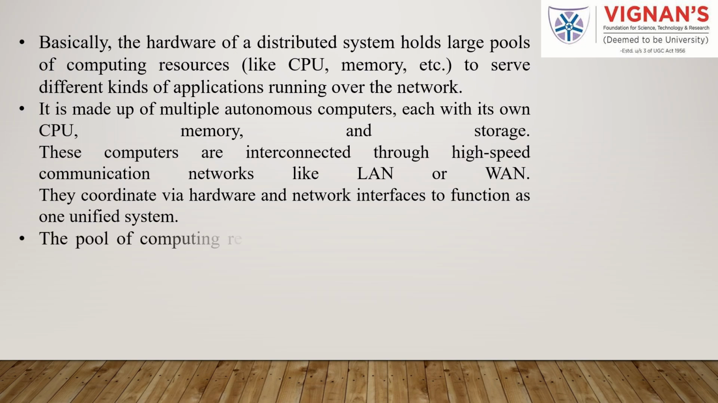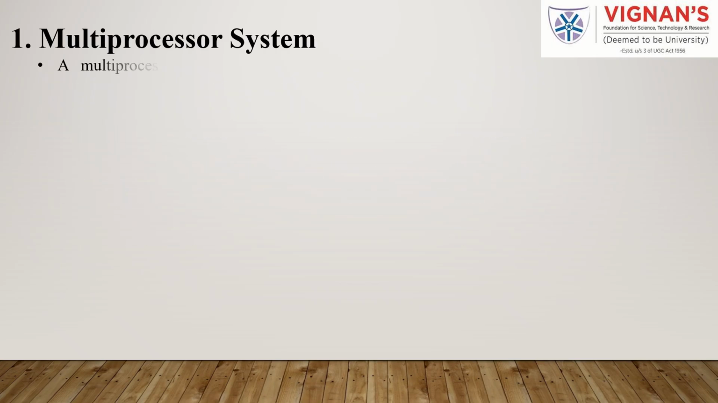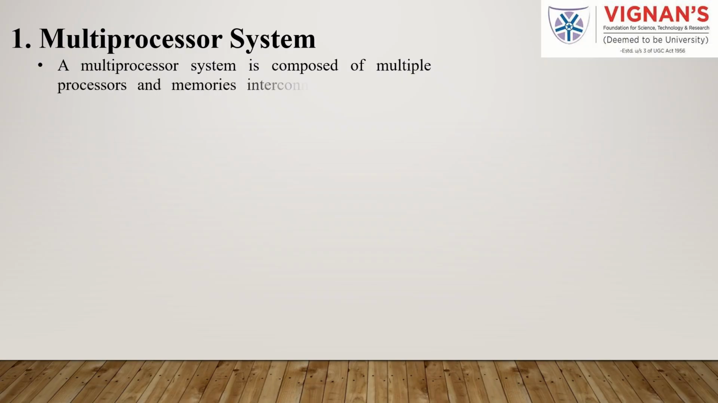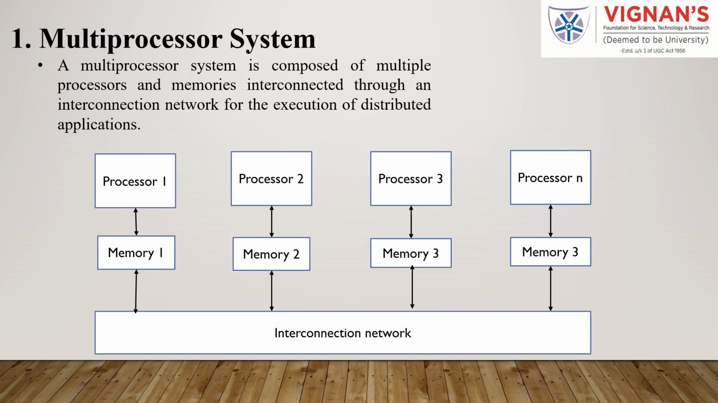The pool of computing resources is categorized into two main types: multiprocessor system and multicomputer system. Multiprocessor system. A multiprocessor system is composed of multiple processors and memories interconnected through an interconnection network for the execution of distributed applications. In this, each processor has its own local memory connected through an interconnection network. Processors communicate by sending data over the network when memory access is needed. This architecture reduces memory contention compared to fully shared memory systems. It supports better scalability and parallel performance.